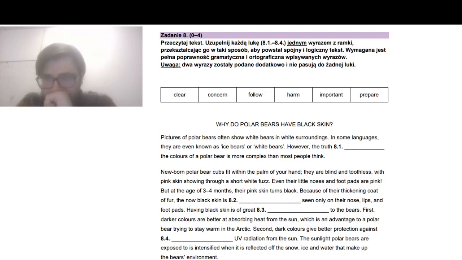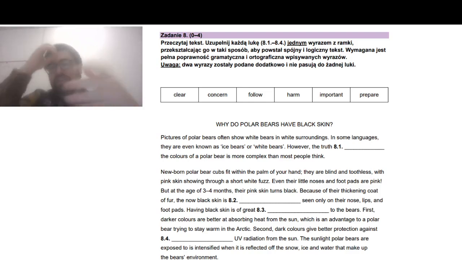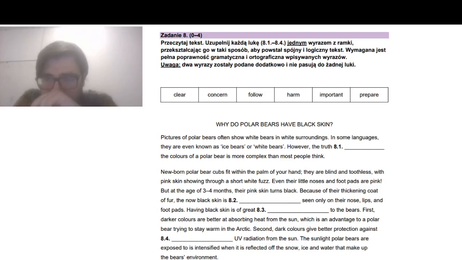Let's look at here. And the first question you need to ask, firstly, of course, you need to translate these words, like however is "mimo tego", truth, "prawda", and the colors of these polar bears is more complex than most people think. Now, once we translated the general idea, let's look at this gap and ask yourself a question. What part of speech do we need here, right?